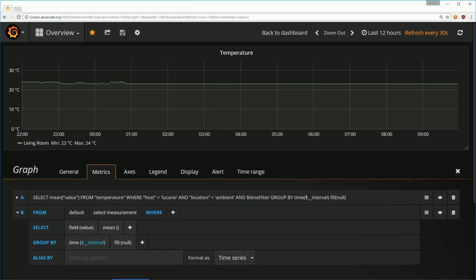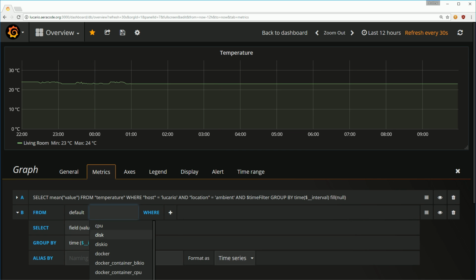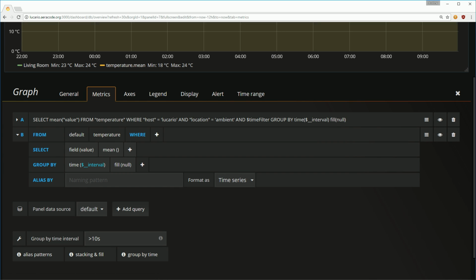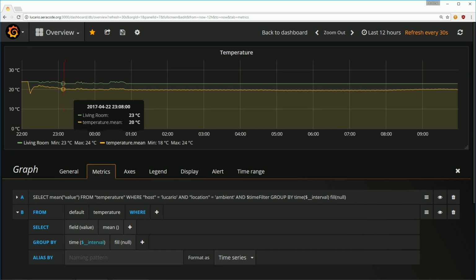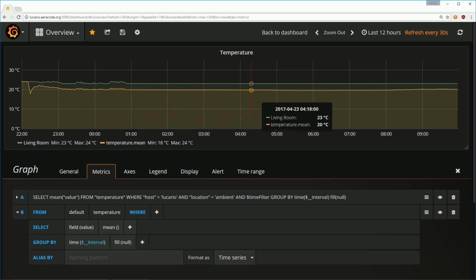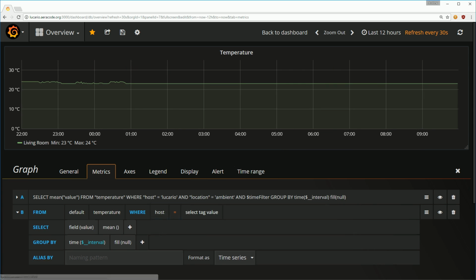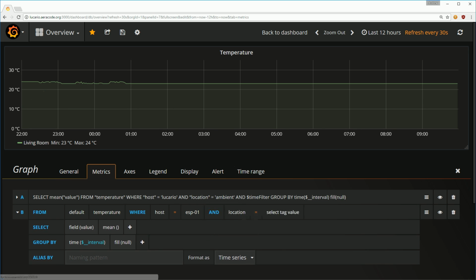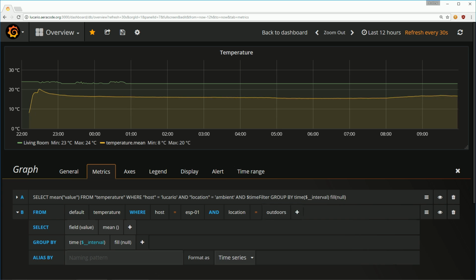The first thing to do is add a new query. Then find the measurement, in this case called temperature. Then we have a graph. But this graph is of every temperature measurement in the entire database, which means both the living room and the other one. So I add a host filter to the ESP device, and then for safety, I add a location filter to outdoors. And now we have a graph just of the data that our device is sending. As you can see, it's about 16 degrees outside, getting a little warmer in the morning, and here you can see the peak where I brought it inside and it warmed up a little bit.